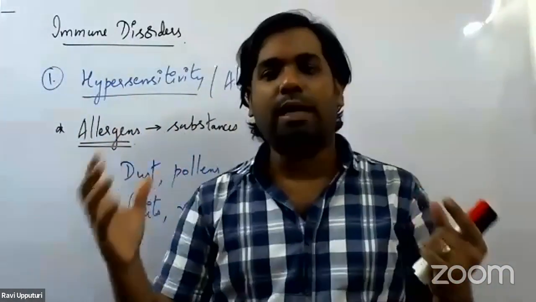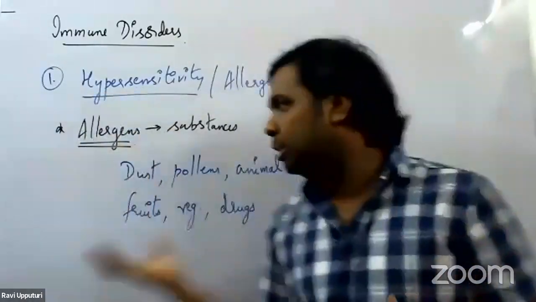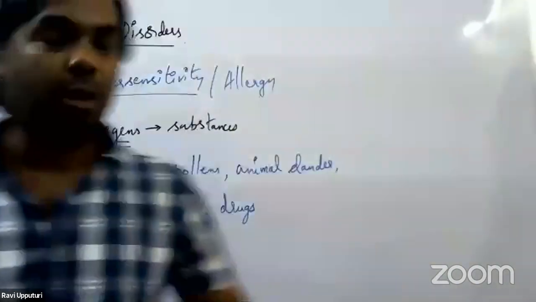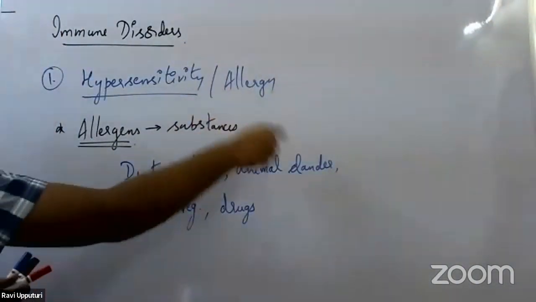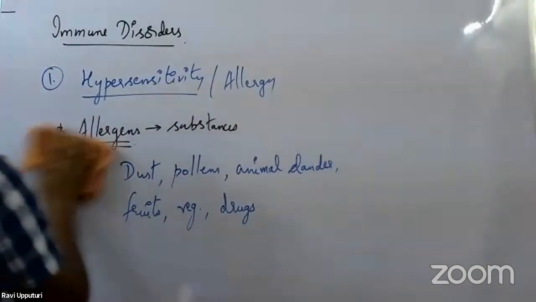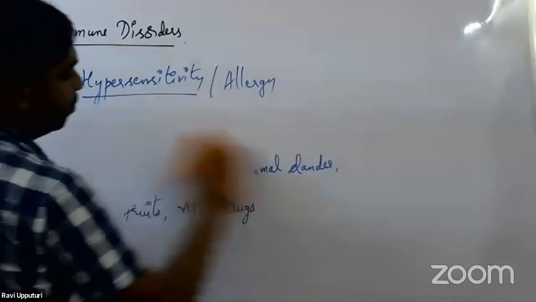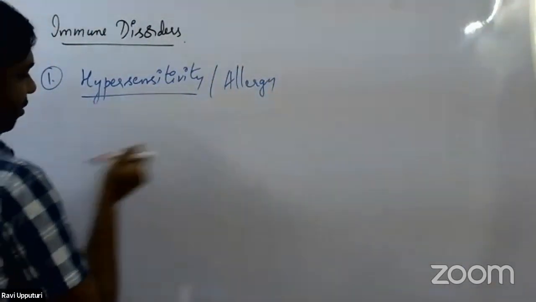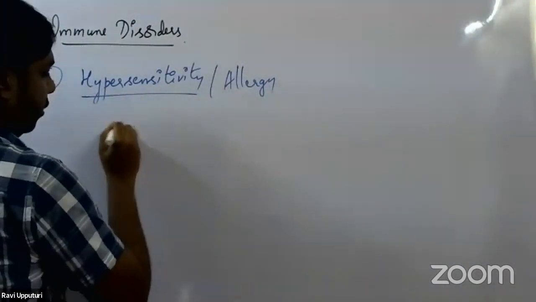Now, how does the immune system respond to these particular things, right? So let's quickly take up how our immune system would respond to these sorts of allergens. So whenever an allergen enters into the body, say this is an allergen here, which is the antigen.